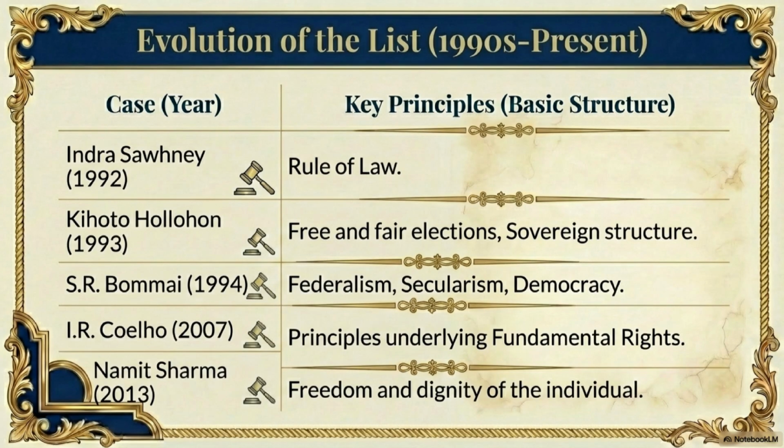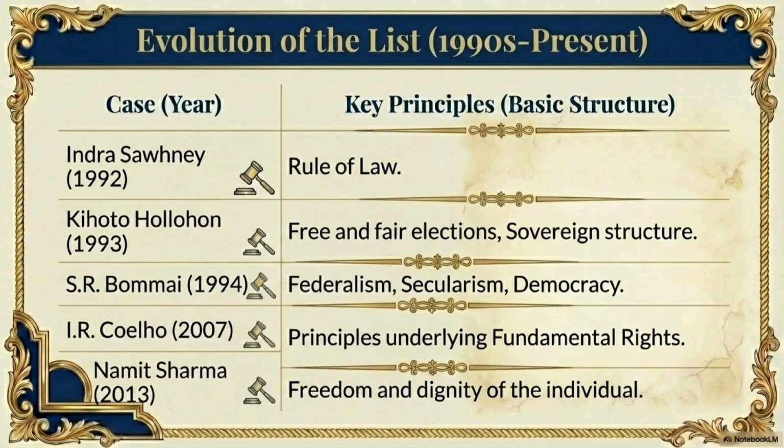That's crucial. Then there's the S.R. Bommai case in 1994. This is a huge one for politics. Massive. S.R. Bommai was primarily about the imposition of president's rule in states, basically the central government firing state governments. Right. But in its ruling, the Supreme Court heavily emphasized federalism, secularism, and democracy as basic features. How did that change things on the ground? It made it much harder for the central government to dismiss state governments arbitrarily. The court said, federalism is part of the basic structure. You can't just trample on the states. It protected the diversity of the political map. I see. It protects the states against a bullying center.